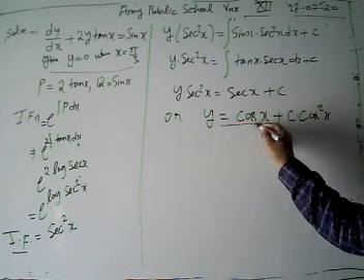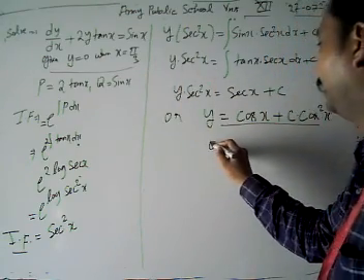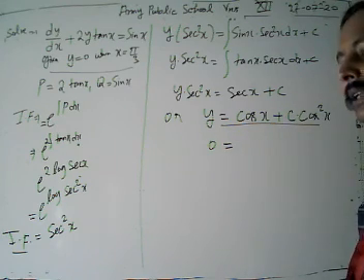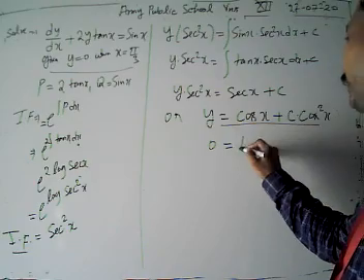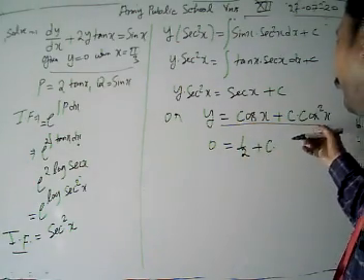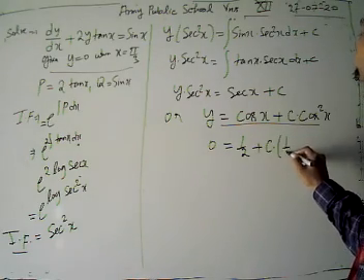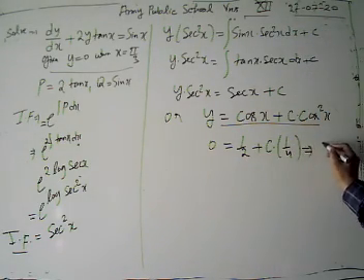Now from here we find the value of c by putting y is 0 and x equal to pi by 3. Here we get 0 equals cos pi by 3, and pi by 3 means 60 degrees. What is the value of cos 60? Yes, it's 1 by 2. Then 1 by 2 plus c into cos square 60, which is 1 by 2 square, that is 1 by 4.